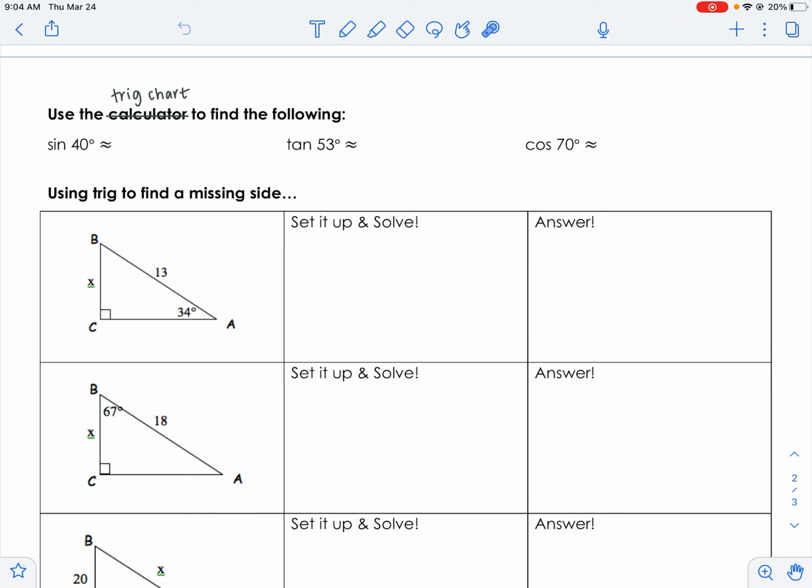And welcome back. So hopefully you were able to locate your trig chart. So this problem says find sine of 40. All of our angles have very specific ratios and very specific patterns, and that's going to help us solve here in a little bit.